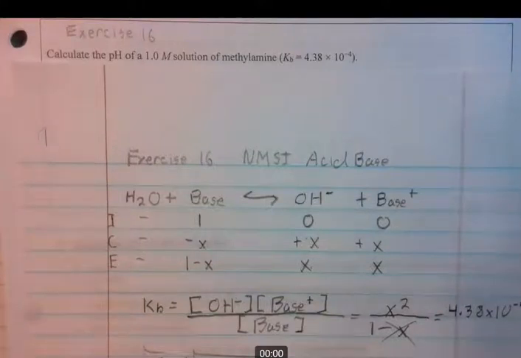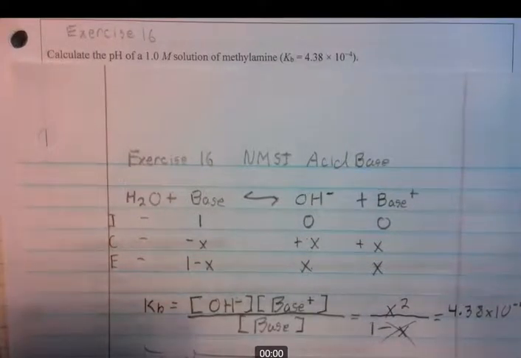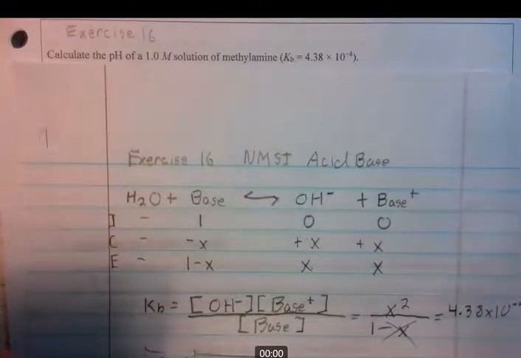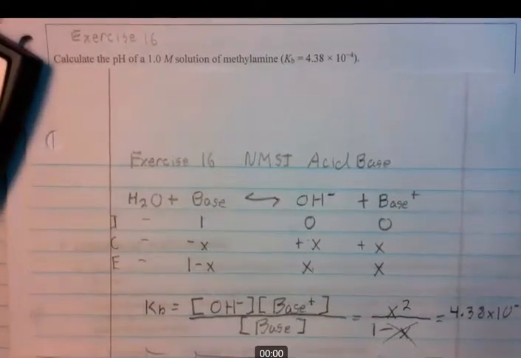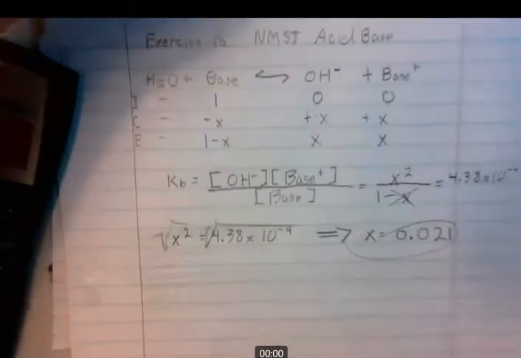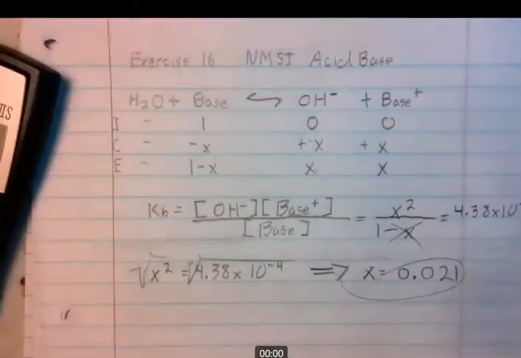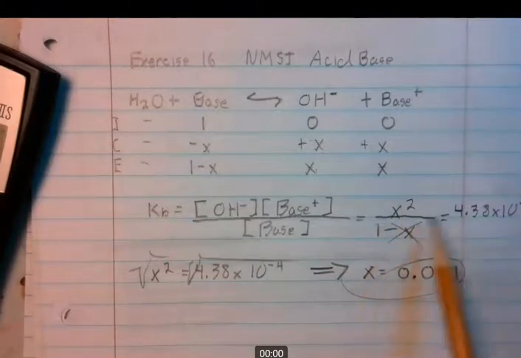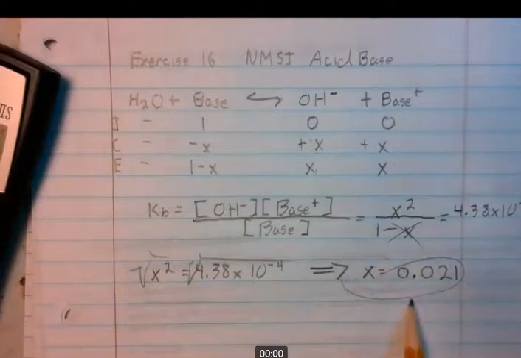Second, X squared gives you the square root of 4.38 times 10 to the negative 4, and you get this. So that's X. And what is X? Sorry, I'm off screen. All we did was X squared; that 1 is just 1, so it's X squared equals that. You take the square root and you get this number right here. That's X, our concentration of hydroxide.